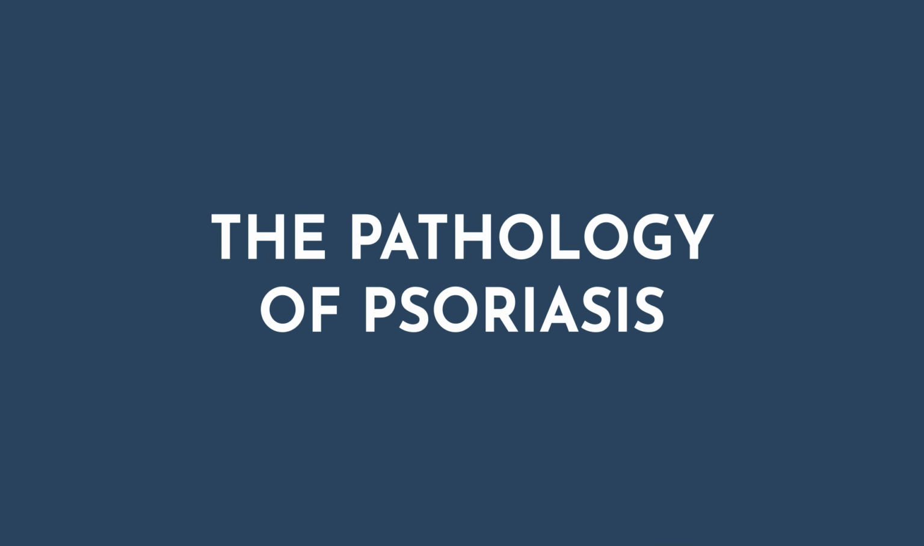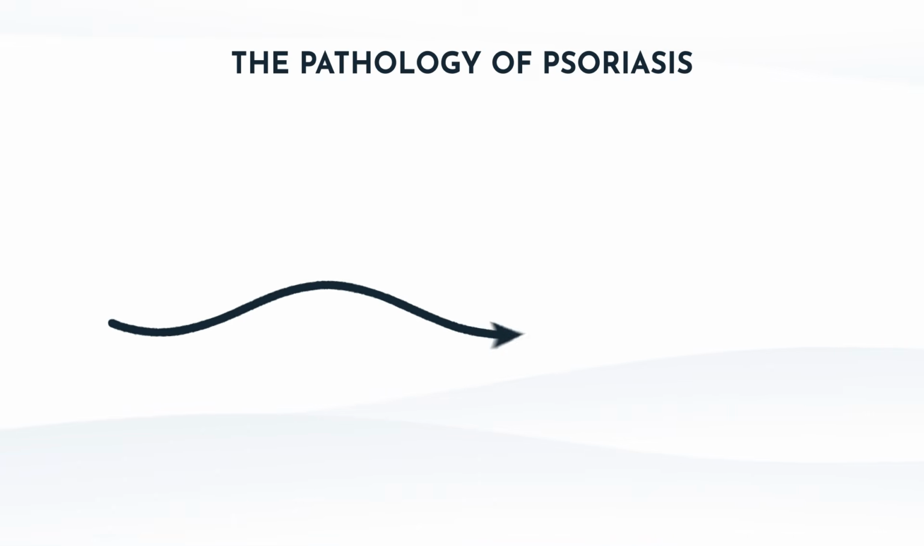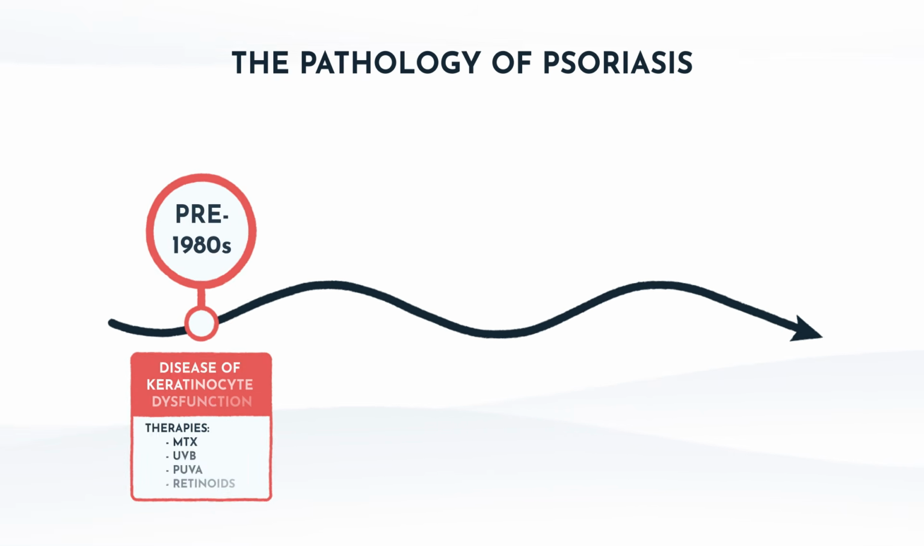So let's talk about the pathology of psoriasis and our understanding of it and how it's evolved throughout the years. So before the 80s, early on, we could see the psoriatic plaques and we thought, oh, this is a disease of keratinocyte dysfunction, right? Keratinocytes are skin cells and they overproliferate at a very fast rate. And so we saw the plaques and thought, skin problem, let's put it in the dermatologist bucket. And we did therapies like methotrexate and UVB radiation and retinoids.